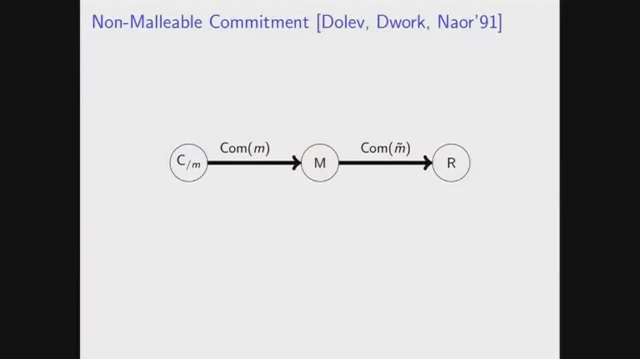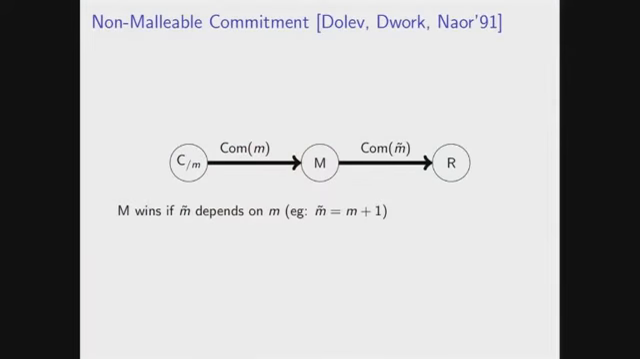Non-malleability is a security notion that goes back to Dolev, Dwork, and Naor in 1991. This is an extra security property you could ask, and it concerns the setting where the adversary is a man in the middle. He sits inside two different executions of the protocol. On the left, he's going to play as the receiver. He's going to receive a commitment to a message M. And on the right, he's going to play as the committer. He's going to produce a commitment to a related message, M tilde.